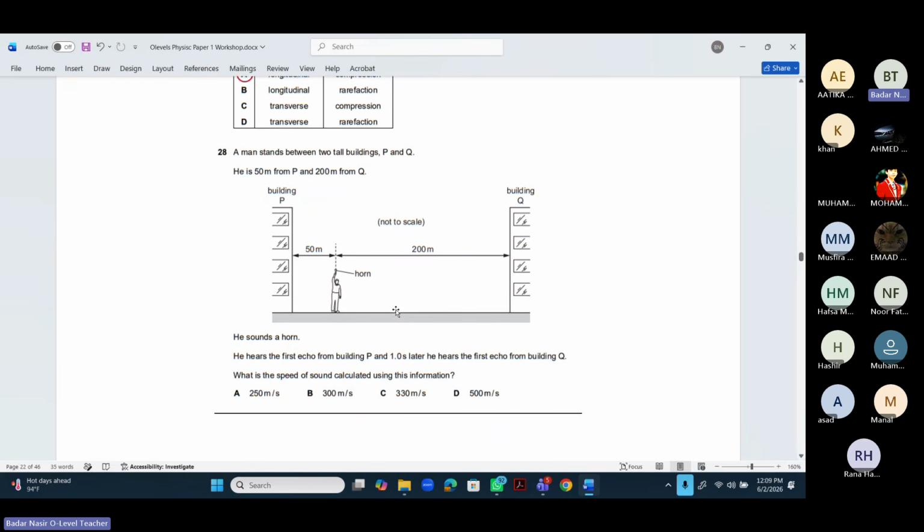A man stands between two tall buildings P and Q. He is 50 meter from P and 200 meter from Q. He sounds a horn.